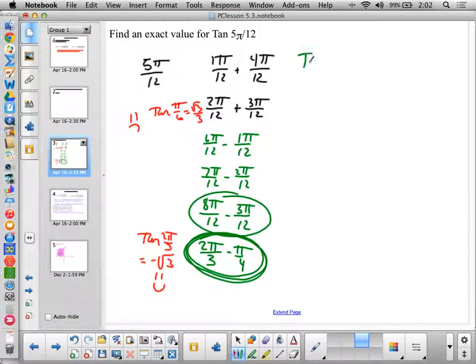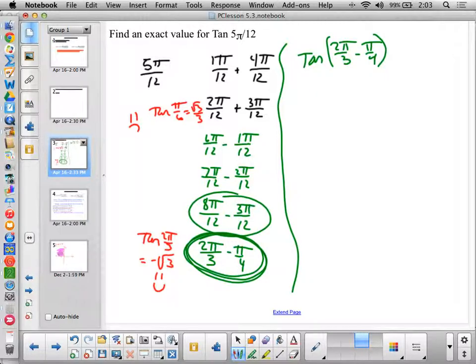Since it's going to be the tangent of 2 pi over 3 minus pi over 4, and do not switch it to degrees. You're in radians, work in radians.